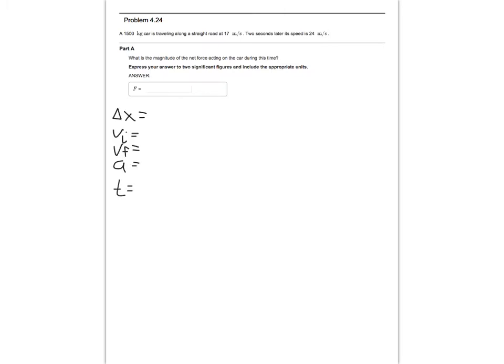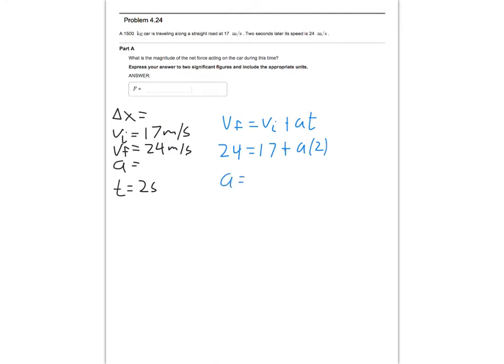So I have my chart here in terms of kinematics, at least based off of my numbers. I'm starting at a velocity of 17. My final velocity is 24, and that occurs over a period of time, 2 seconds. So to get my acceleration, I can just do vf equals vi plus at. So 24 equals 17 plus a times 2. And when I ultimately solve for that, I get an acceleration here of 3.5 meters per second squared.